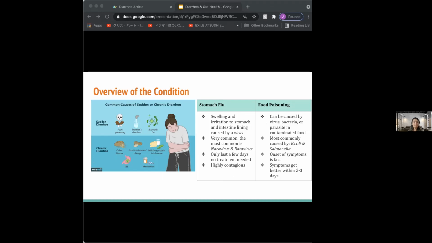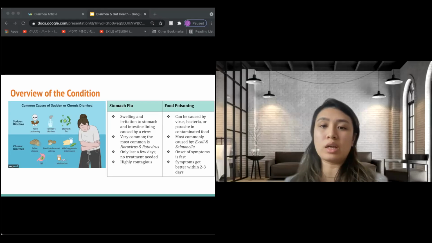The main difference between the onset of stomach flu and food poisoning is that food poisoning usually happens quicker than the stomach flu. And the duration is another thing that we can look at to see the difference. Usually food poisoning will be resolved within like 24 hours. But for stomach flu, it can usually last up to like a week.